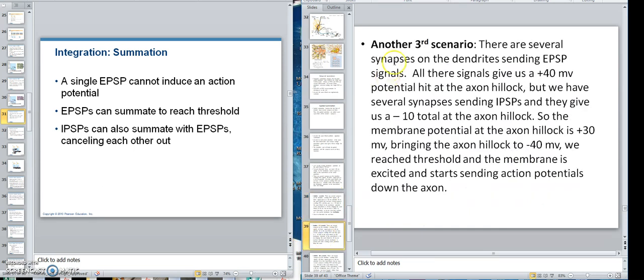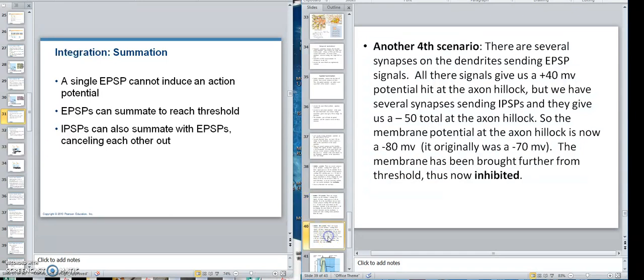Okay? Go to the third one. There are several synapses on the dendrites sending EPSPs. All these signals add up to a plus 40. But we have several sending IPSPs that give us a negative 10. Now we're at a plus 30. See what I'm saying? We needed a plus 30. Now we're at a negative 40. So we've reached threshold and we start action potentials. See that third one, we reached it. But we added up in space, spatial summation, all of them firing.